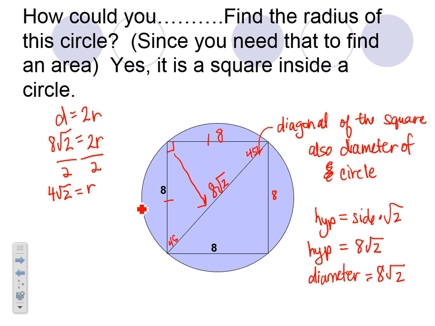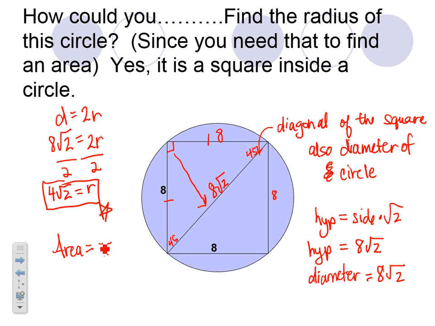If I wanted to find the area or the circumference, I could use my radius to find area and circumference. So, knowing that the diagonal inside the square is also the diameter of the circle, we can find the hypotenuse using the 45, 45, 90 rules, and then taking the diameter and dividing it by 2 will get us the radius. Okay, let's go ahead and find area just to make sure we still know how to find area.